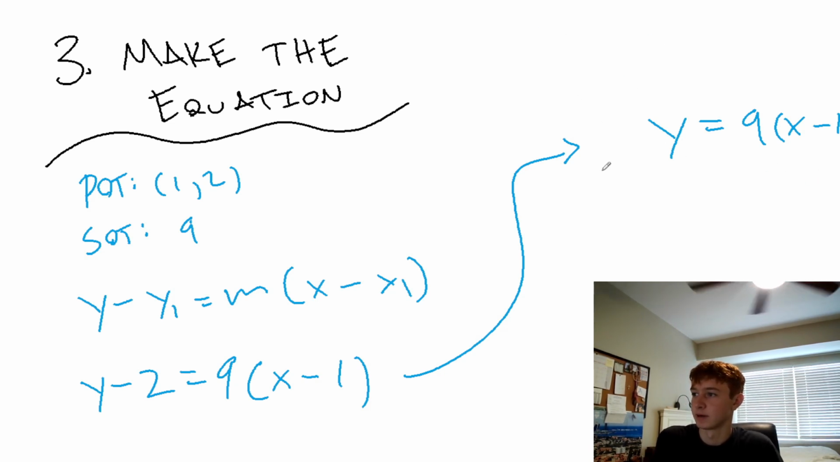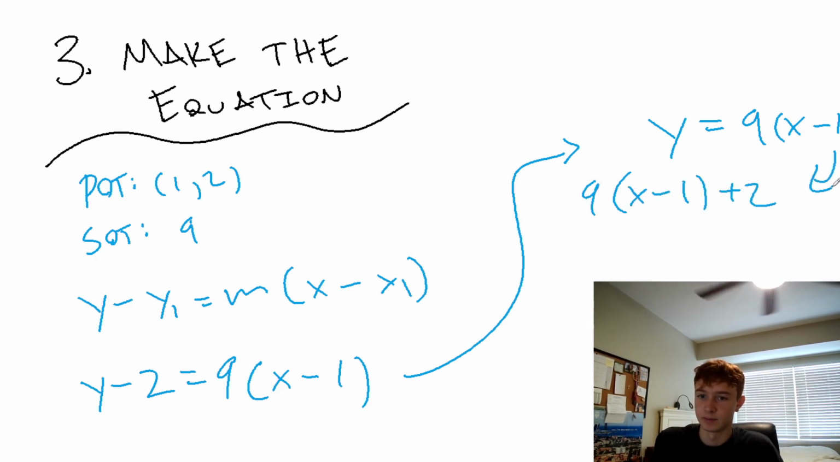Whoops, that's out of frame. 9 times x minus 1 plus 2. And then we could further distribute the 9 if we needed to for any reason, but this is now our tangent line equation.